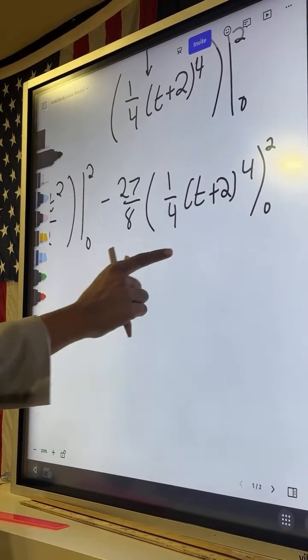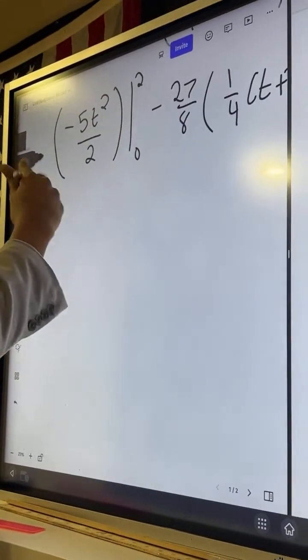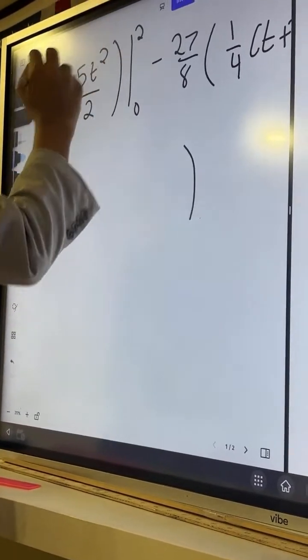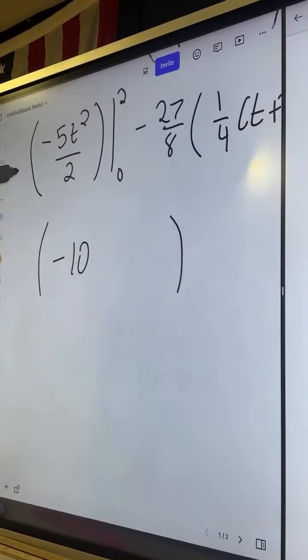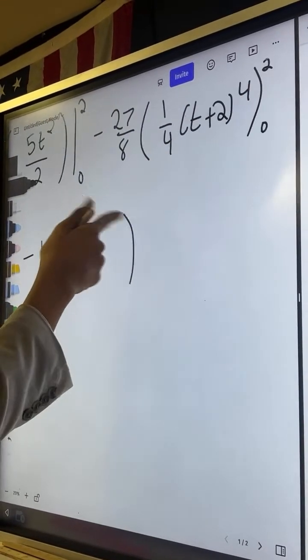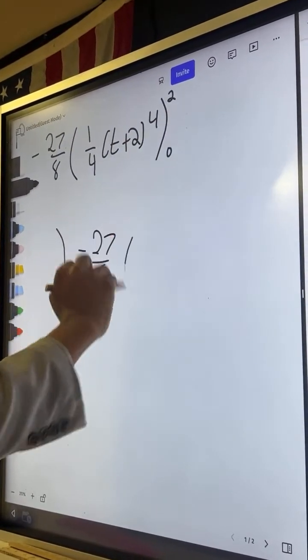So then we just plug in the bounds for each one. Plugging in 2 for this one just gives negative 10, and plugging in 0 for this one, well, it gives 0. So you plug in the bounds for this one, and you get what?